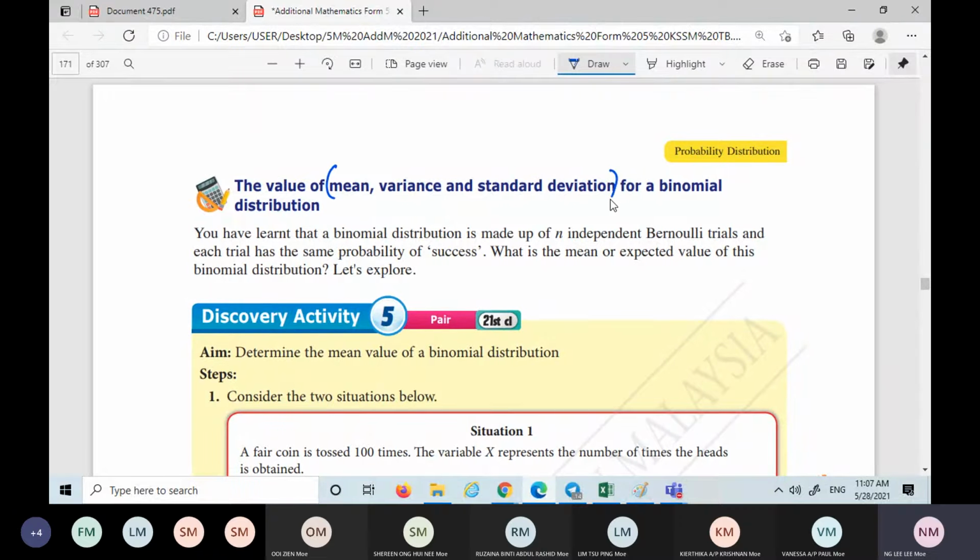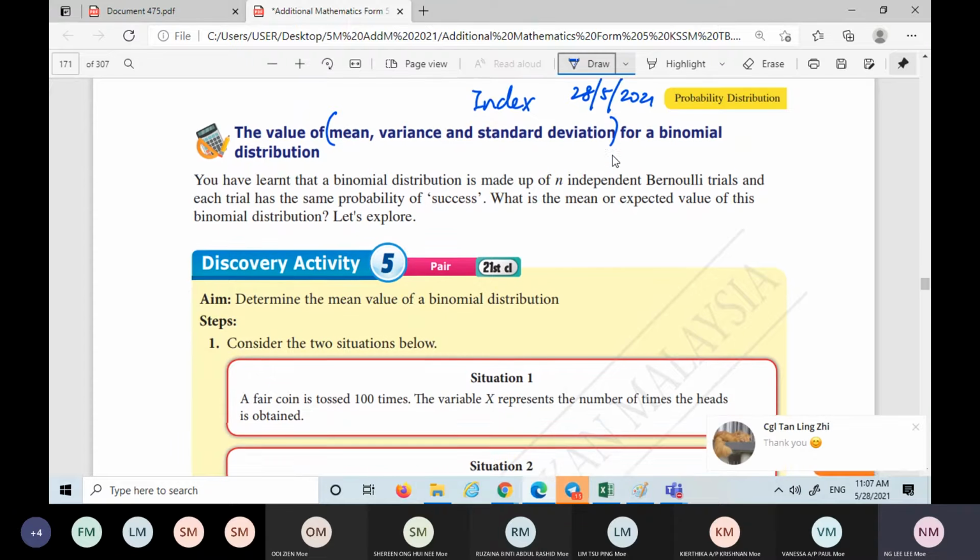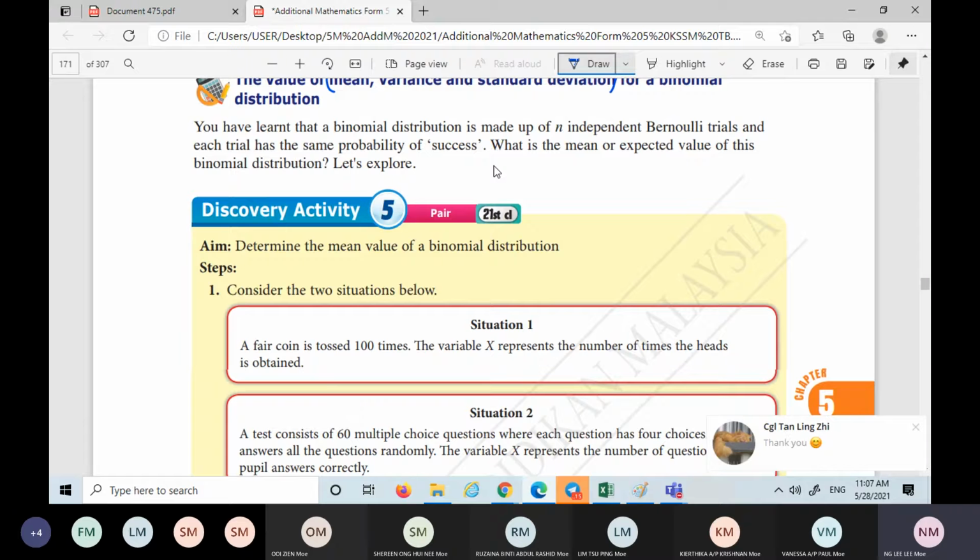Okay, write the index for today: mean, variance, and standard deviation. Today is the 28th. Okay, we want to find the mean. Another way of saying mean is expected value. These two have the same meaning. So sometimes you see a question asking for expected value; it means they're asking for the mean. This one you have to write down.